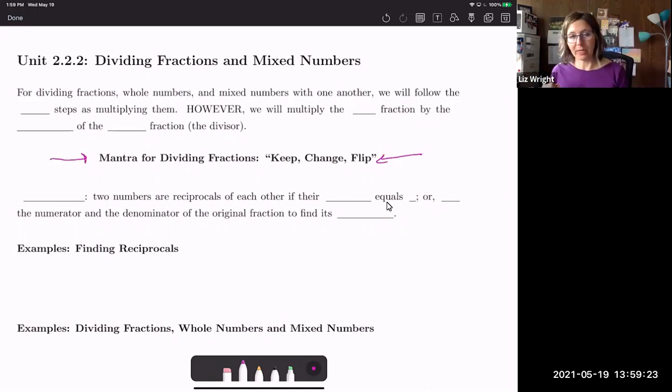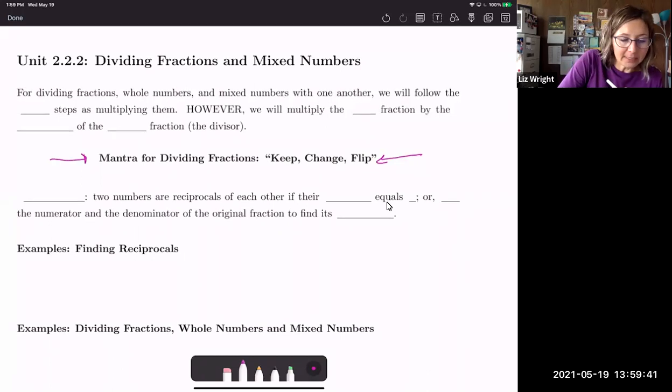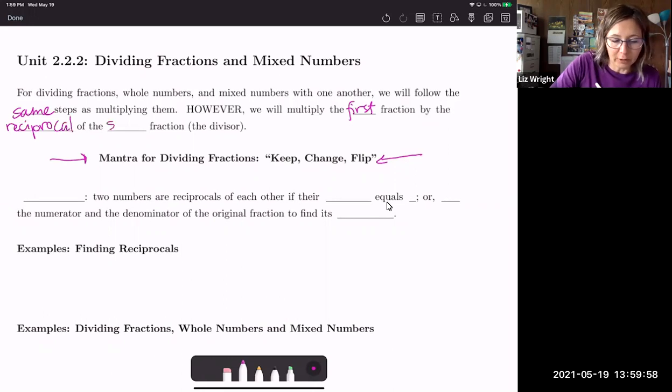So we keep the first fraction, we change the sign to multiplication, and then we flip that second fraction. So we're going to fill in some blanks. We're going to practice this, and then that'll make a little bit more sense. So for dividing fractions, whole numbers, and mixed numbers with one another, we will follow the same steps as multiplying. However, we will multiply the first fraction by the reciprocal of the second fraction.